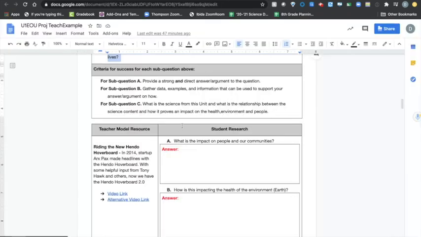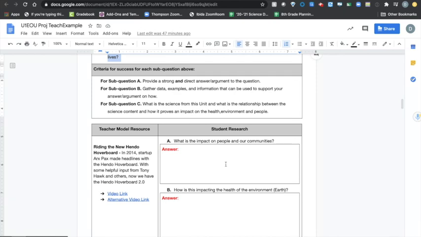And great, now that we've just watched that video, you should have learned different aspects of what this hoverboard is, how it works, how it actually utilizes the content that we've learned thus far this year and applies it to this real life example. Think about the first question: what is the impact on people in our communities?